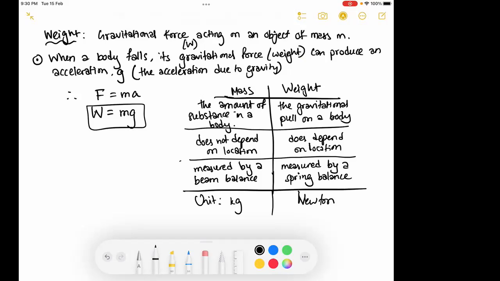For the measurement, we just need to know that they're measured by either a beam balance or a spring balance. We don't need to know how to do it or the procedures of that, right? Actually, I think you do. You need to recognize a beam balance and a spring balance. That's a very good question. I'm actually going to show you just after we're done with density.